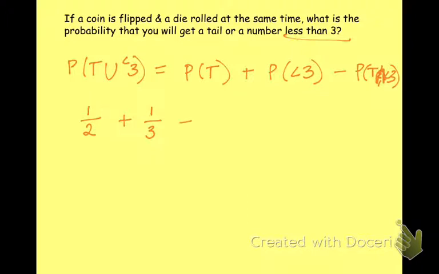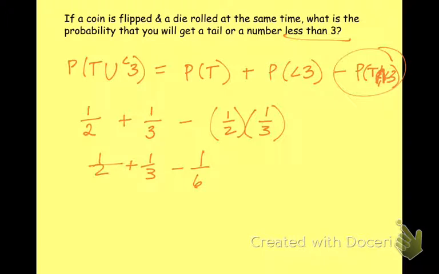Minus, now are these events independent? Like the probability of flipping a coin and the probability of rolling a die, those do not depend on each other. The probabilities don't change ever. So in order to find their intersection, I'm just going to multiply them together. So 1/2 times 1/3. So you get 1/2 plus 1/3 minus 1/6. And you get, let's see, probably need a calculator, 4/6, which reduces to 2/3.